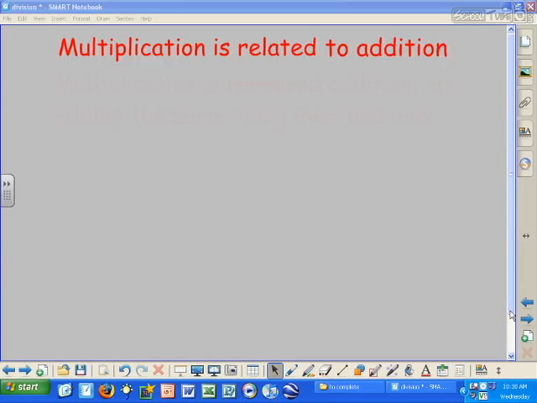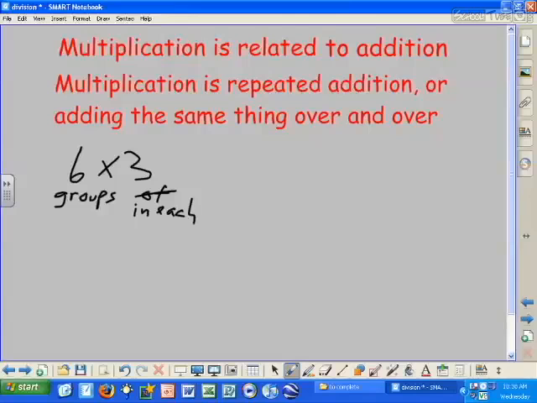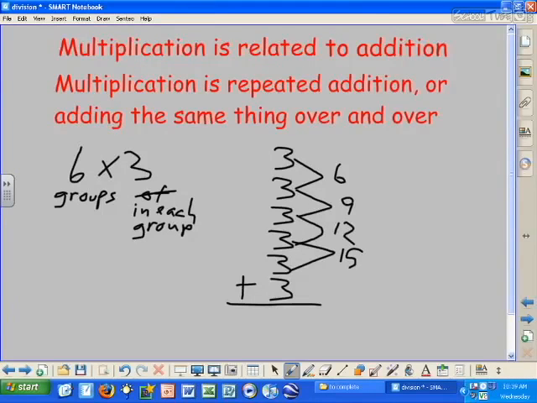Okay, so we know that multiplication is related to addition. Multiplication is repeated addition. And that means adding the same thing over and over again. So for example, six groups of three, six times three, means three plus three plus three plus three plus three plus three, six times. Three plus three is six, plus three is nine, plus three is 12, plus three is 15, plus three is 18. That's repeated addition, adding the same thing over and over again.